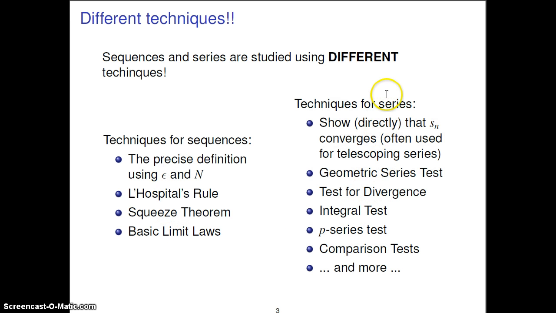In contrast, for series, this is all new stuff. The ideas over here, you've used this all for functions before, but this is all new. You can try to directly show that the sequence S sub n converges or diverges, and you would do this often when you have a telescoping series and you can write a nice formula for S sub n. You could look at the geometric series test, the test for divergence, the integral test, a p-series test. There's the comparison test, but that's in section 4. And there are more tests, which I won't list them all here.